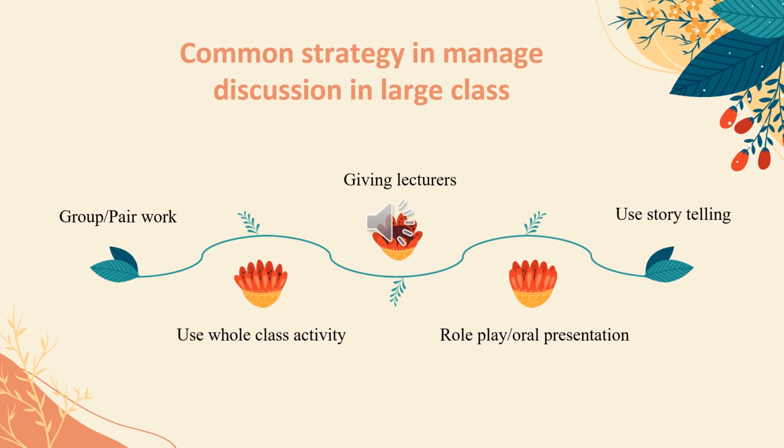And the next slide is about common strategies in managing discussion in large classes. There are five strategies that can be used in managing discussion in large classes. The first strategy is group or pair work, the second is whole class activity, and the third is giving lectures. It means that the teacher gives an instructional talk to the students. The fourth is role play or oral presentation, and the last is using storytelling.